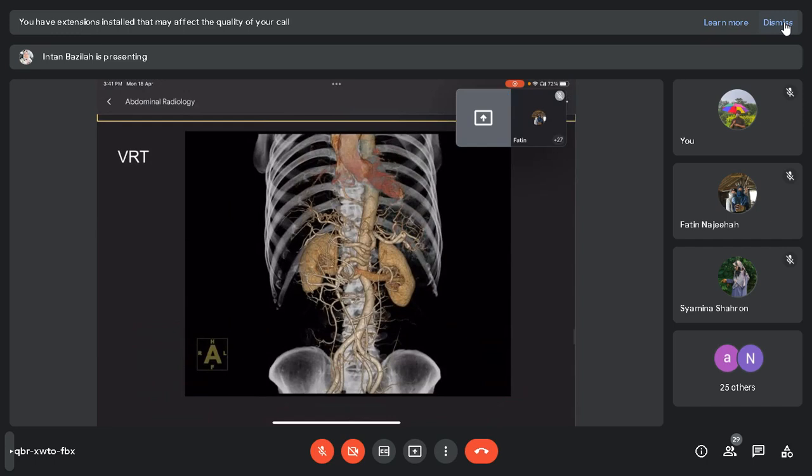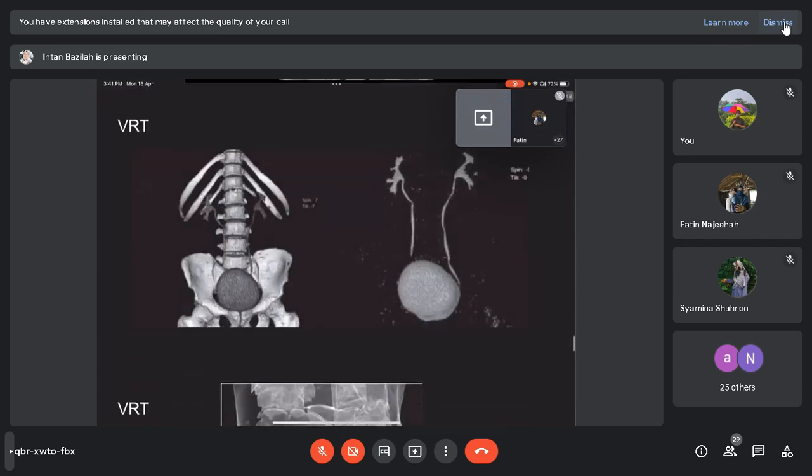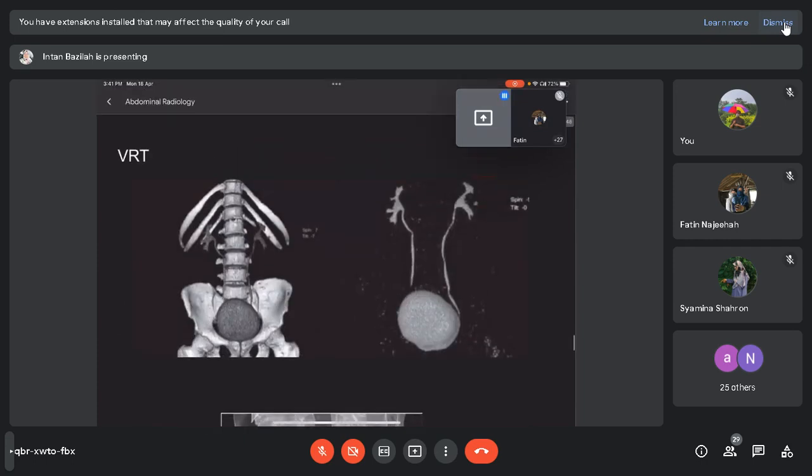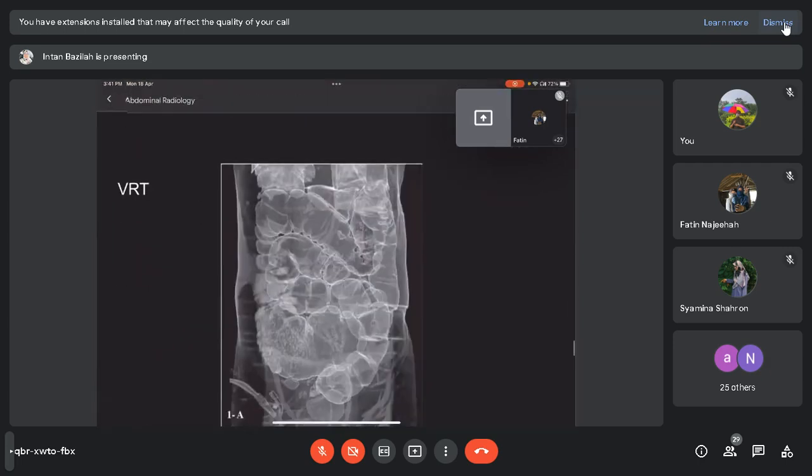Okay, so this is an example of VRT. You just do a normal scanning, and then you just click a button on the software, and it can provide you this kind of image. I rarely look at this. Okay, this is also an example of VRT when they want to look at the pelvic ureteric system. I also rarely look at this.